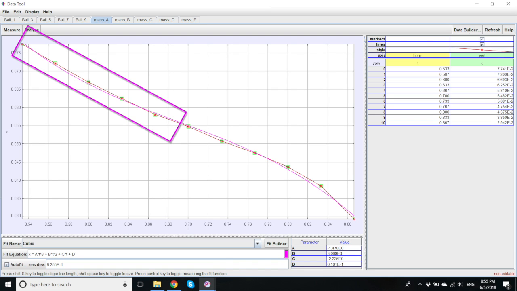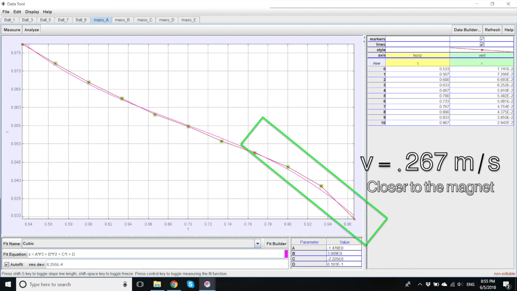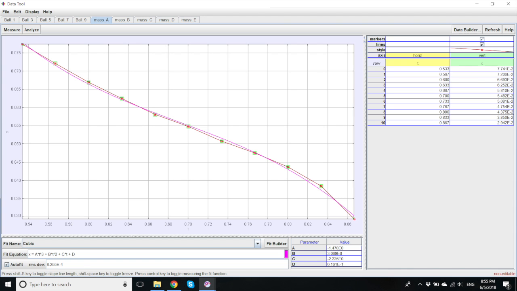According to Tracker, the velocity in this section is 0.143 meters per second. As the ball approaches more closely to the magnet, the speed of the ball suddenly increases due to the magnetic force. According to Tracker, the velocity the instant the ball hits the magnet is 0.267 meters per second.